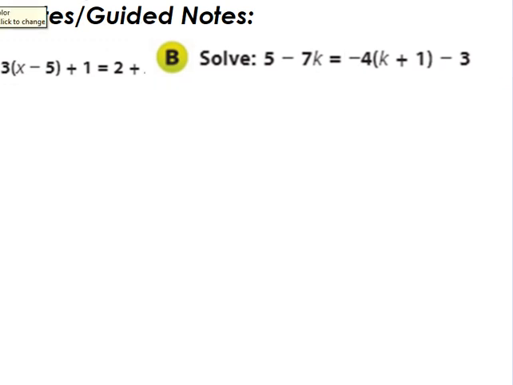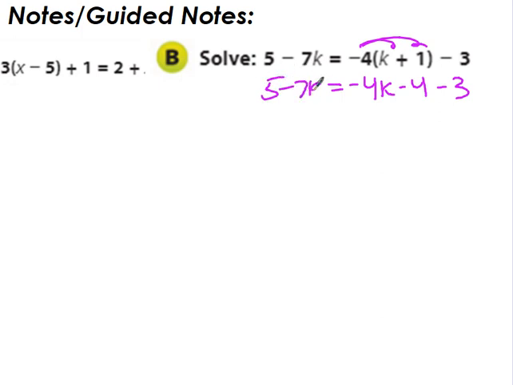So what I'm going to do is worry about getting rid of these parentheses first, and then I'm going to simplify this side, and then we're going to start moving stuff over. I'm going to do my distributive property, which is going to give me negative 4k minus 4 minus 3. And then I just bring everything else down. I'm going to combine my like terms here with this negative 4 and this negative 3. I bring everything else down: negative 4k minus 7, because negative 4 and negative 3 make negative 7.